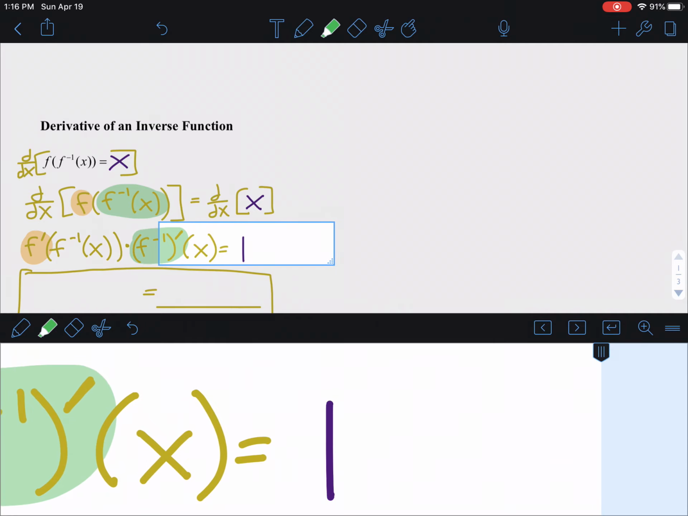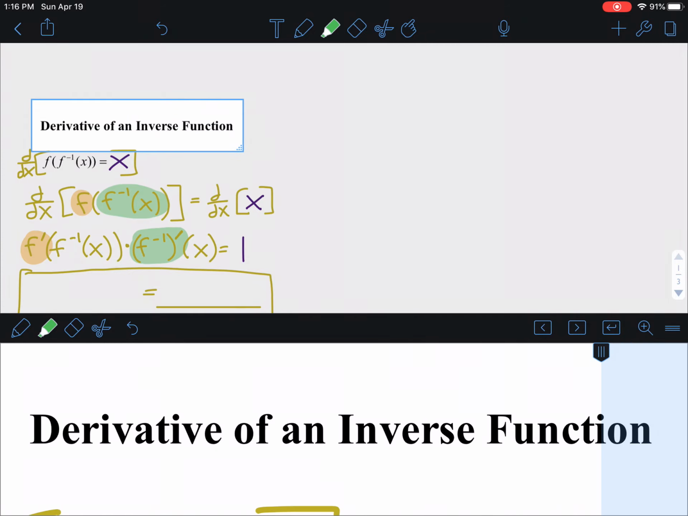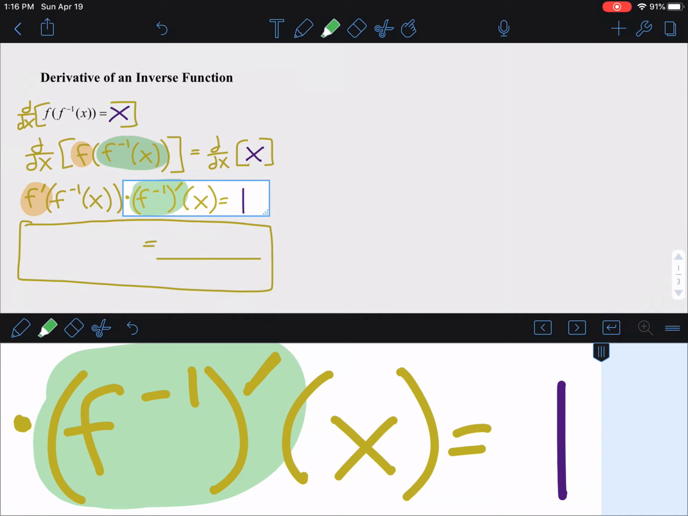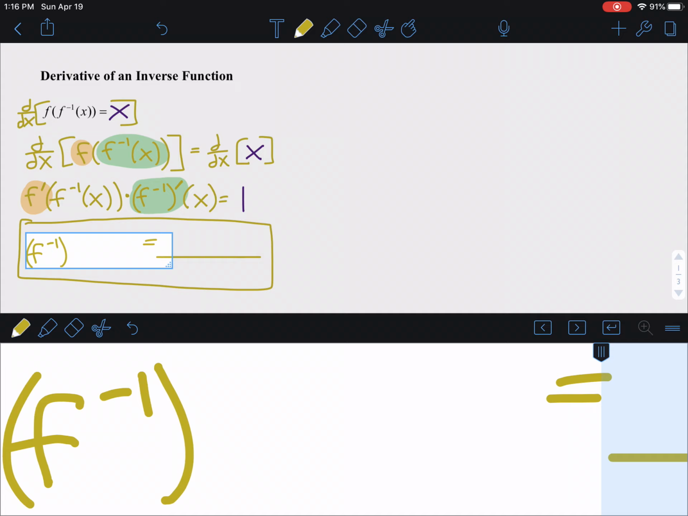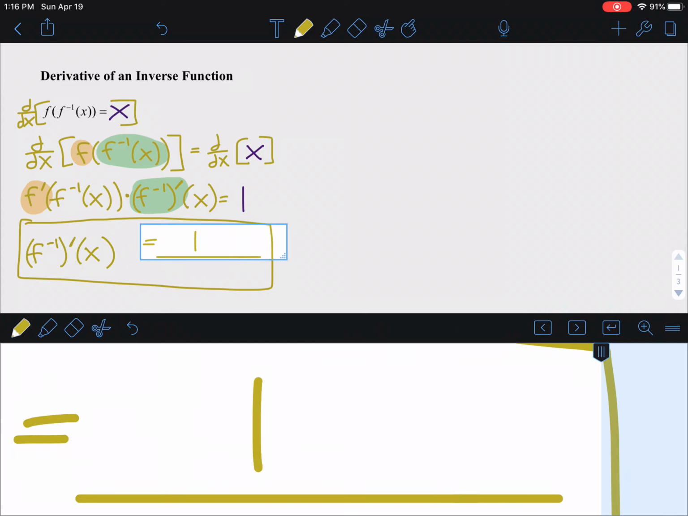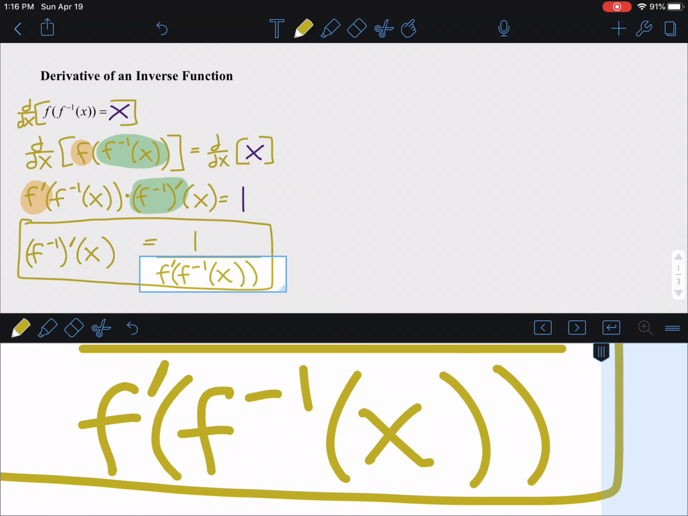And now here's the thing. What we want to focus on today is what is the derivative of the inverse function? Well, that's just going to be this second part here of my chain rule. So the last thing I'm going to do is get that part by itself. I'm going to isolate that part. And so that is going to give me f inverse prime of x. And that is going to equal 1 divided by f prime of f inverse of x.